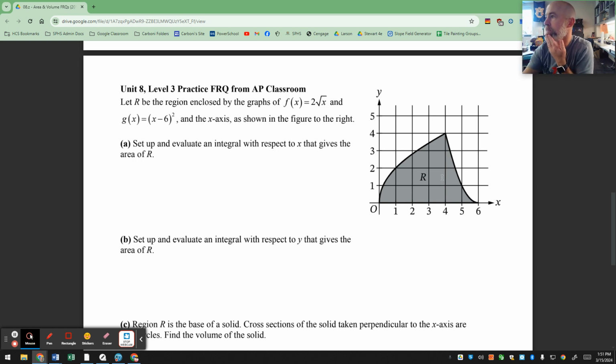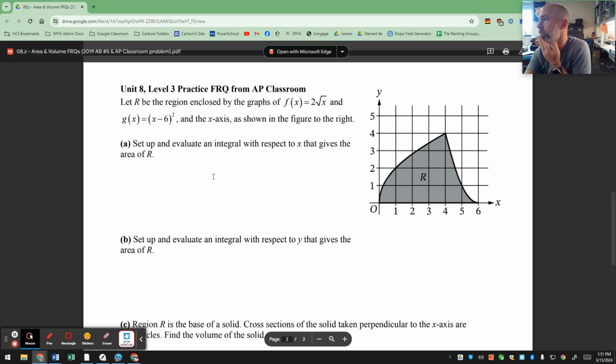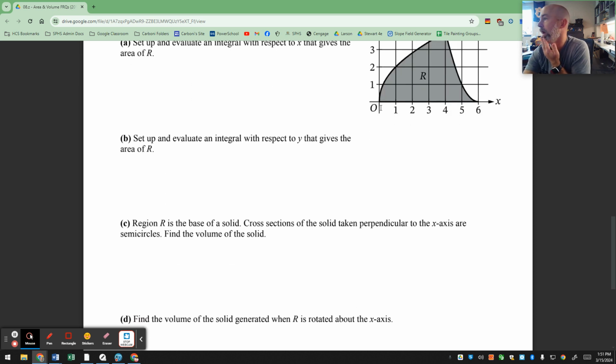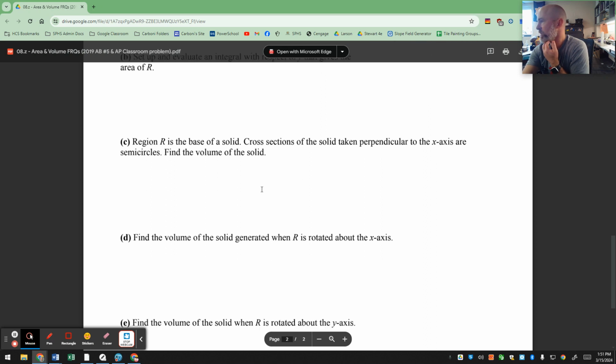Yes, ma'am. If it's with respect to y in this case, would you just convert your things to y? Yeah, you have to. So for part B, you have to solve those equations for x. I didn't know if you had to do like top minus bottom. No. If it's dy, it's always right minus left. And if it's dx, it's top minus bottom. Top minus bottom is always dx. Right minus left is always dy.